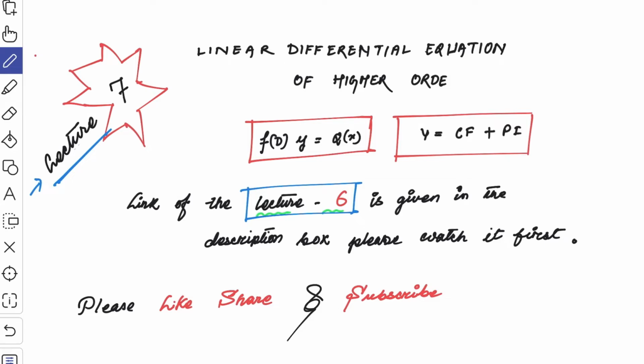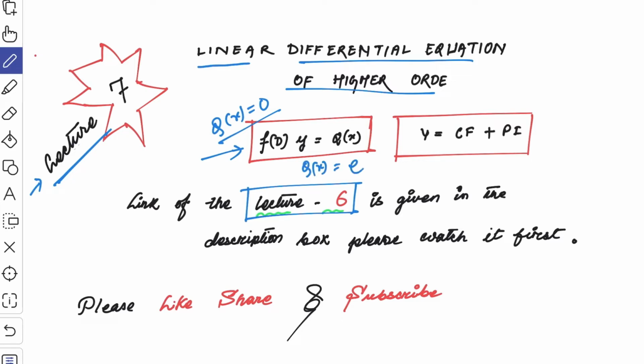And here you see, in the last lecture, number 6, we have learned how to solve linear differential equations of higher order of this form if Q(x) is equal to 0. But in this lecture we are going to learn how to solve equations of this form if Q(x) is equal to e to the power ax. So when Q(x) is equal to e to the power ax, how to solve this?